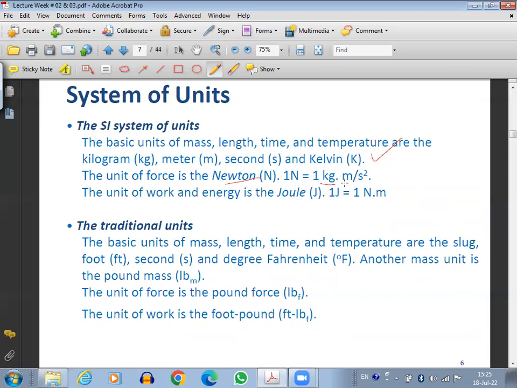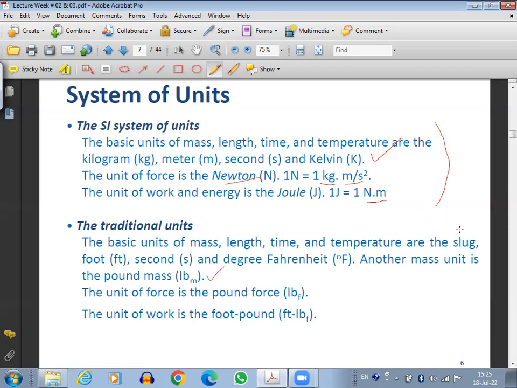Mass will be in kg, acceleration in meter per second square. The unit of work and energy is joule, which is basically Newton meter. These are in the SI system of units. For the traditional English units, we have the slug for mass, then the foot, second, and degree Fahrenheit. Another mass unit is the pound mass.